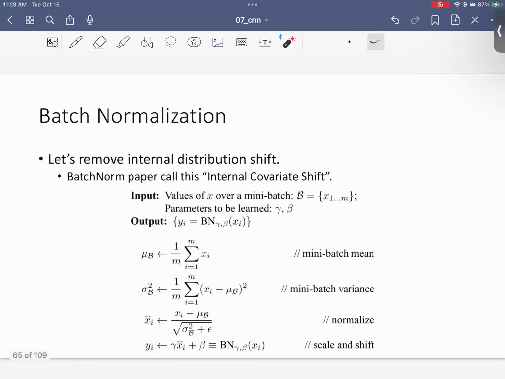So the way you do it is, batch normalization has two learnable parameters, gamma and beta. What's happening is, first of all, you calculate the batch-wise mu. So you have a mini batch, right?